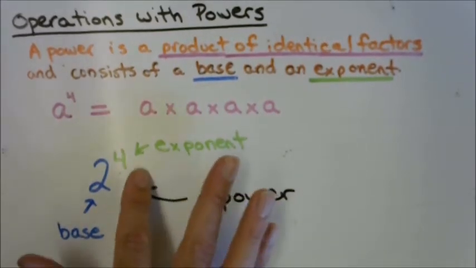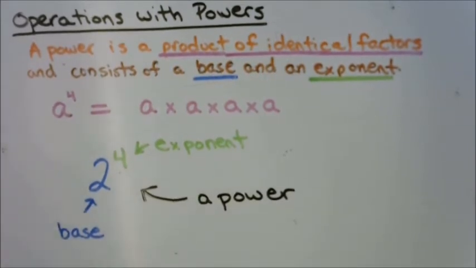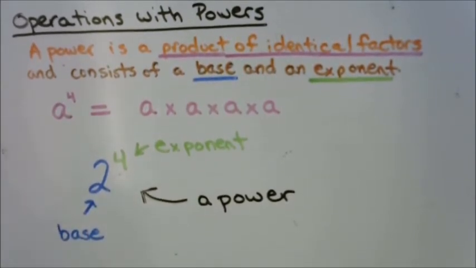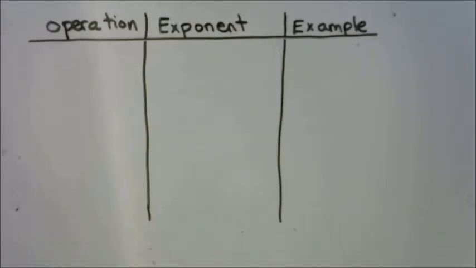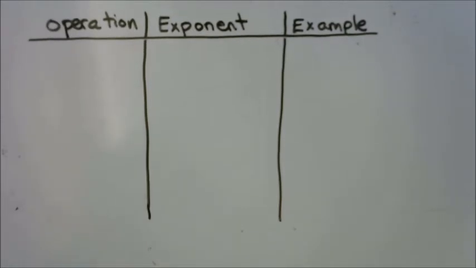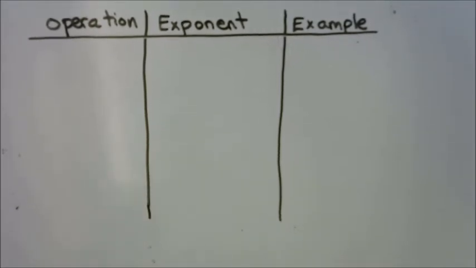Remember, an expression is just a mathematical sentence involving powers with the same base. So we're going to take a second now to review those. I have copied down the same chart that you have in your book. I've given the titles there: operation, exponent, and example. What are some of the basic operations that we deal with in mathematics and algebra? Multiplication, division, addition, subtraction. Those are the basic operations.